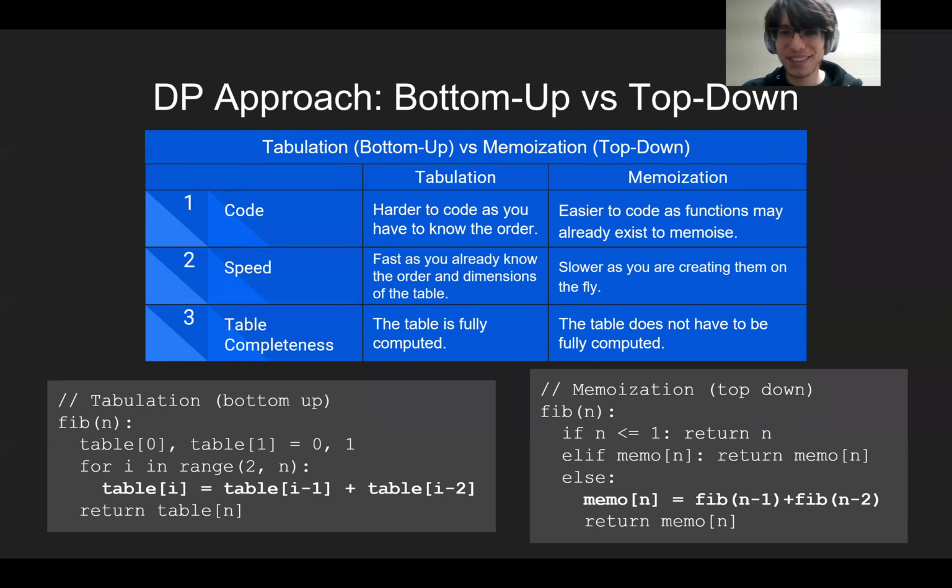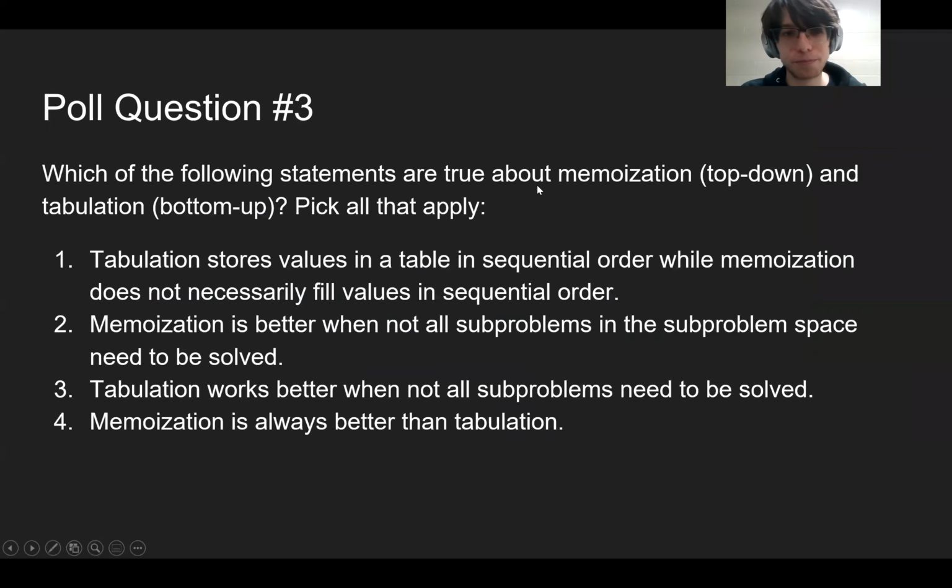So that's dynamic programming. Let's look at another example. Or first, let's do a poll question. Which of the following statements are true about memoization, top down and bottom up, or memoization and tabulation implementation? Pick all that apply. And you can pause if you want to try and answer it.